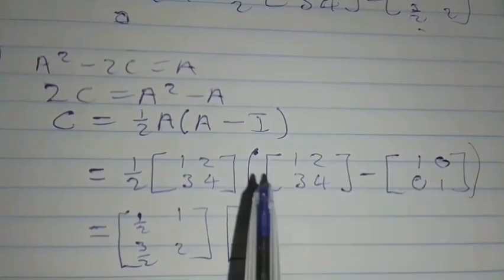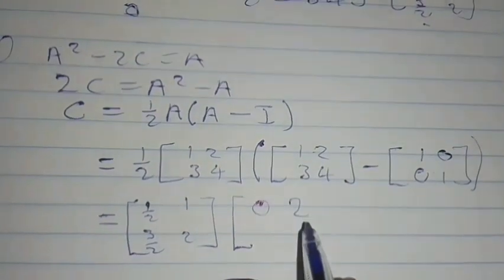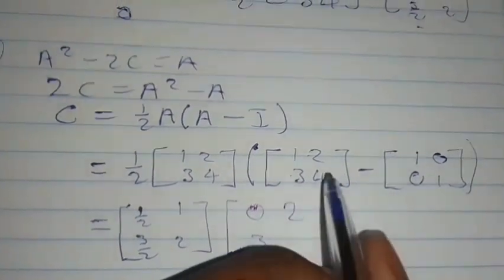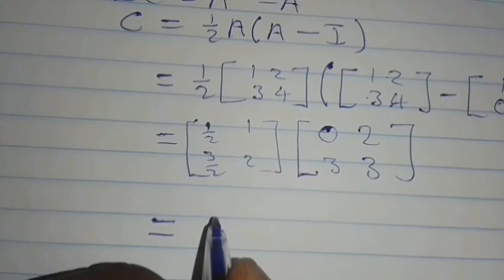Then we have 1 minus 1, which is just going to give us 0. And then we have 2 minus 0, which is just going to give us 2. 3 minus 0 is 3. And then 4 minus 1, that's just going to be 3. Then we have something like this. And from then it's just a further multiplication of that.